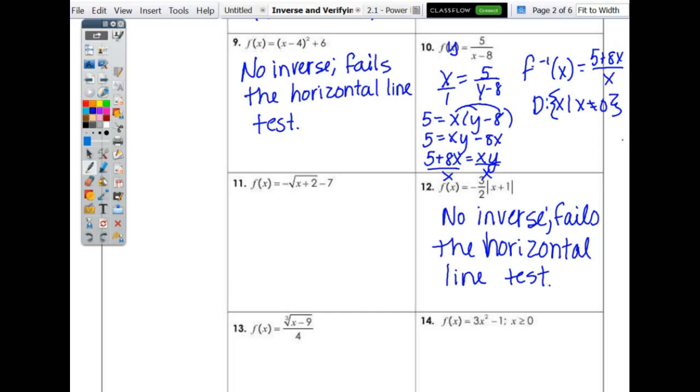If I look at this, first of all, I just want to sketch real quick. So what does the negative do? What does it do? It reflects it over x, right? So instead of going this way, it's going to be upside down.